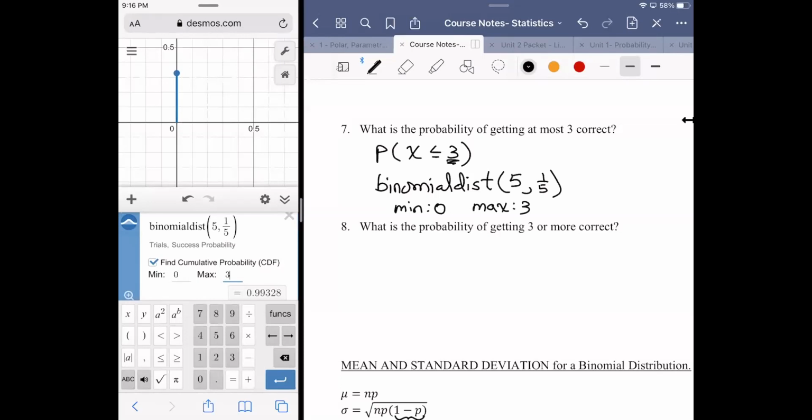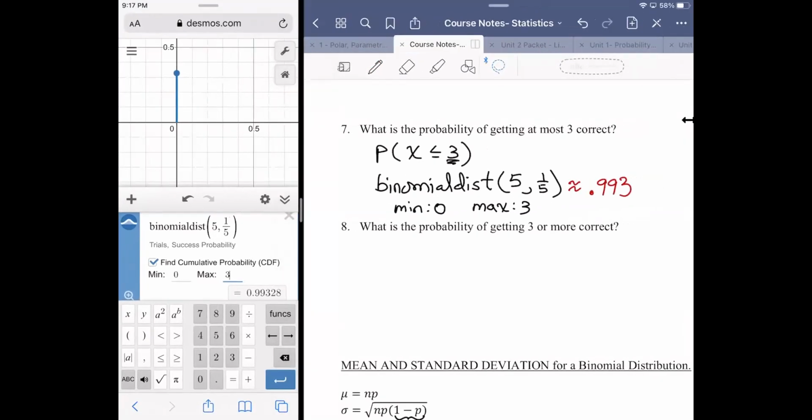So we would be looking at a probability of approximately 0.993. At most 3 questions correct out of 5. 3 out of 5 is 60%, which is borderline failing or passing. So there's over a 99% chance that you're going to fail if you just guess. Still consistent with what you would expect.